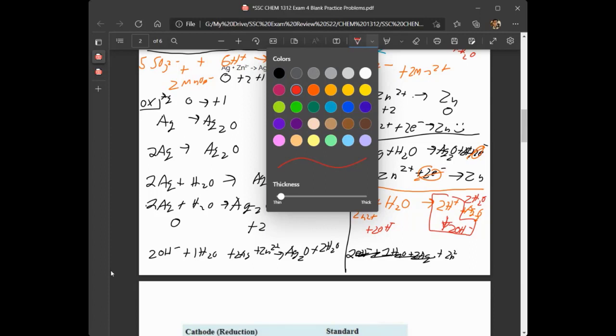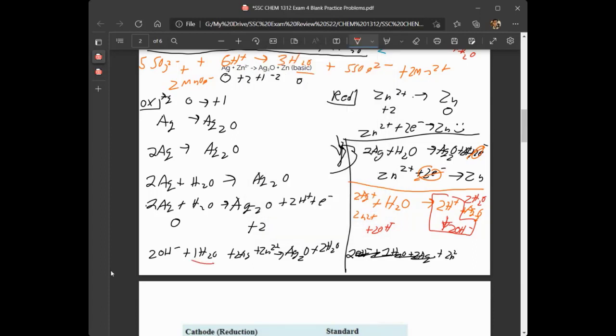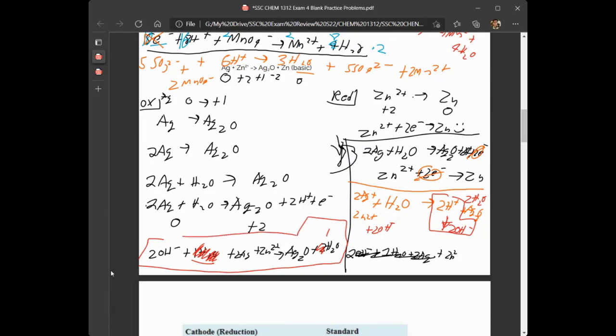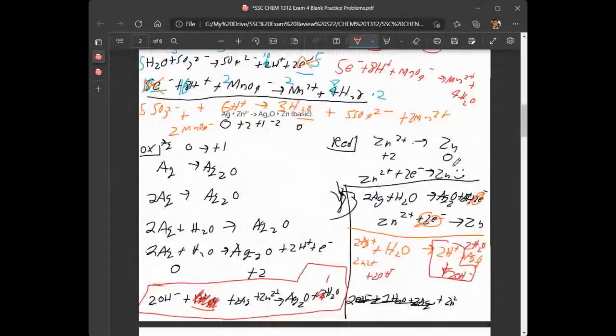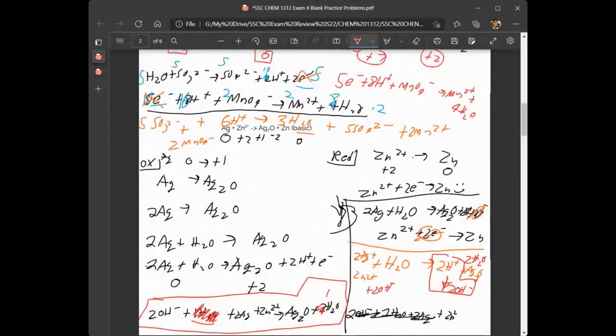So we notice how there's 1 water on the left side and then 2 on the right. So just subtract this one and then make this a 1, and then this is your final answer. That is 2OH minus plus 2Ag plus 1Zn2 plus yields Ag2O and then 1H2O. Okay, that was a bit of a doozy, but just get some really good practice for this one. And does anyone have any questions?